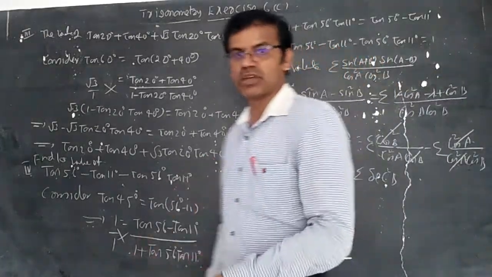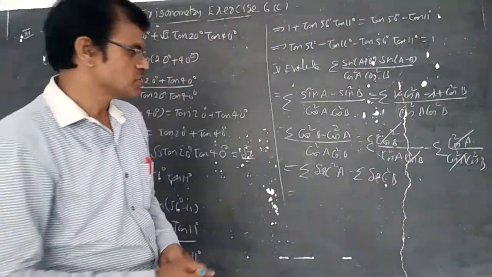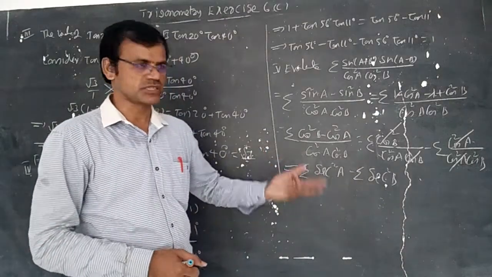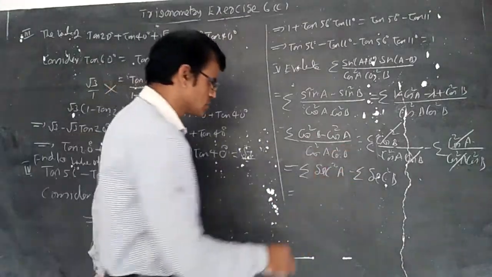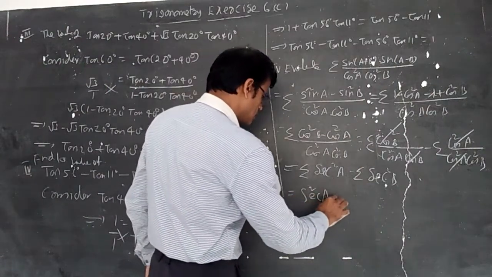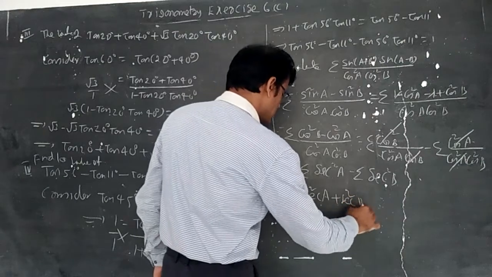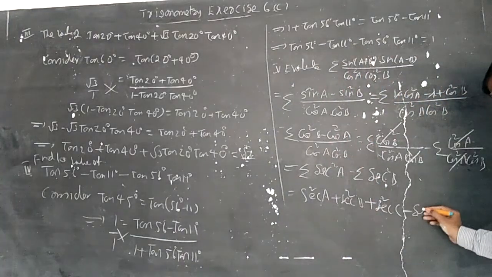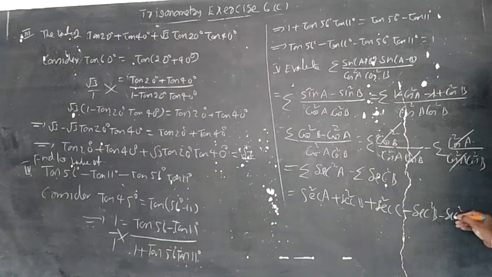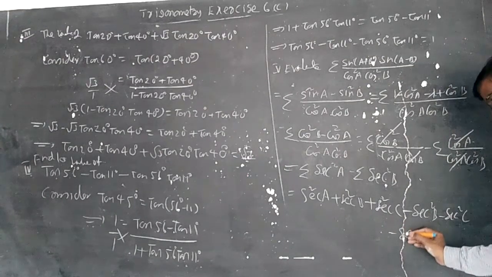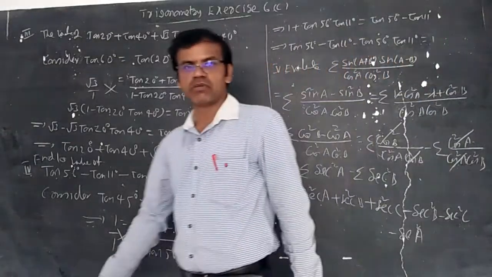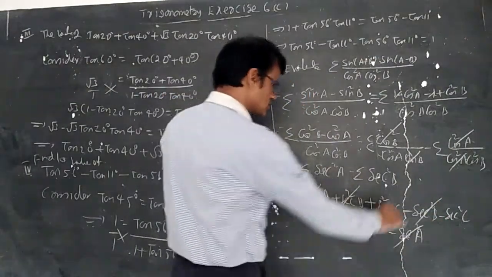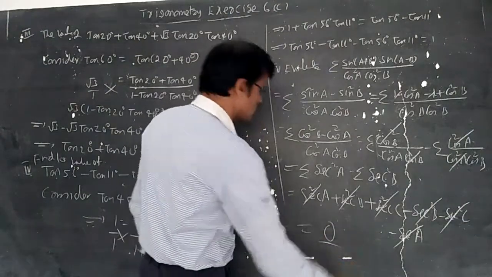Now sigma means summation. We are discussing trigonometry, so we are having only 3 angles: if you write first A, next B, next C; first B, next C, next A. Expand the sigma: secant square A plus secant square B plus secant square C, minus secant square B, secant square C, secant square A. Secant square A plus and minus get cancelled, secant square B plus and minus get cancelled, secant square C plus and minus get cancelled. So its answer is 0.